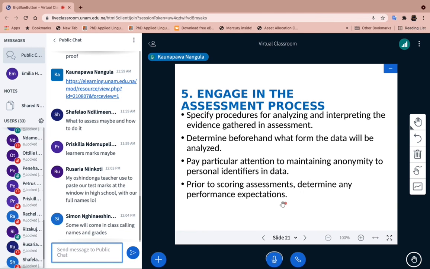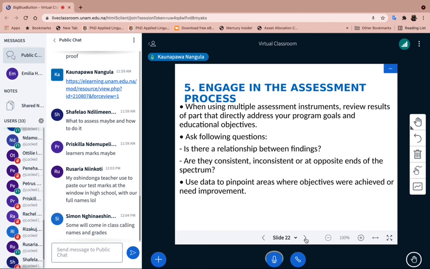And then prior to scoring assessment, determine any performance expectation. So what kind of performance do you expect? This also comes in with the standards that you have to set beforehand.